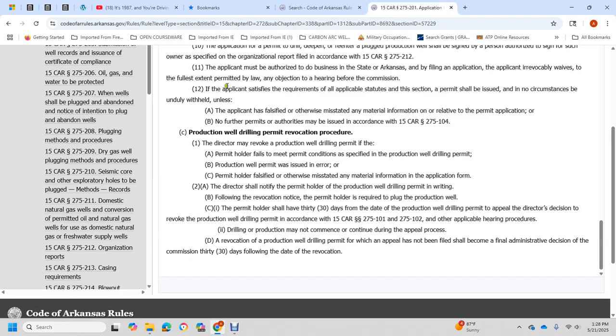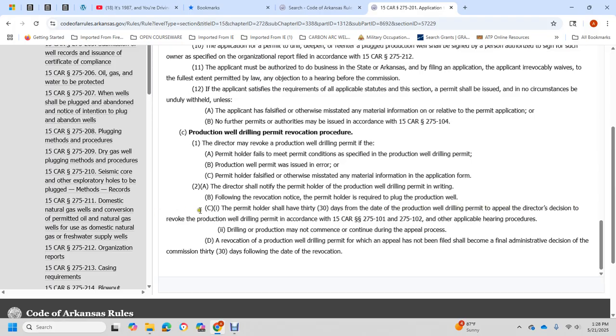Production well drilling permit revocation proceedings: the director may revoke the production well permit if the permit holder fails to meet the permit conditions, especially where the production well drilling permit was issued for an area and the application falsified or otherwise misstated material information. The director shall give notice of revocation to the permit holder with the requirement to plug the production well within a period of 30 days.